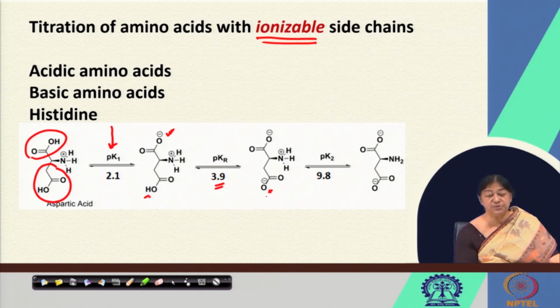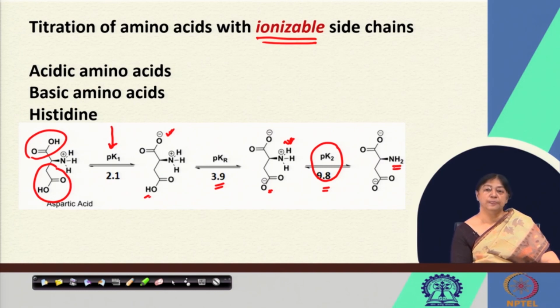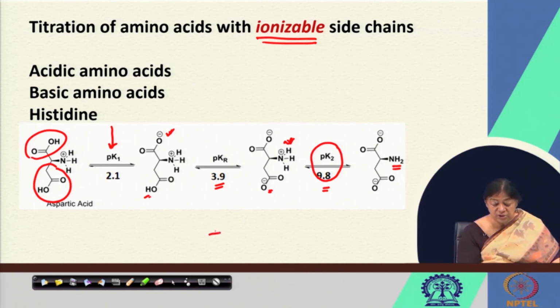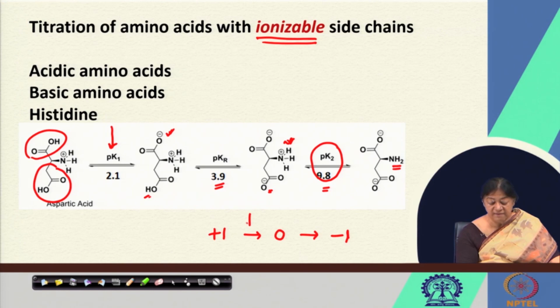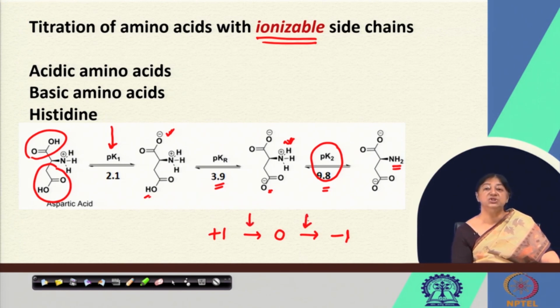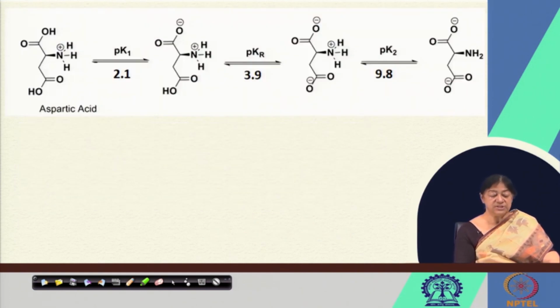Now we see we have lost this proton, and at the end, at the pK2 value, this corresponds to the NH3 plus going to NH2. So what does this mean? This means that I have to go from below neutral, from, say, a charge of +1 to 0 to -1, and the pKa values that are associated with these changes, the average of those is going to give me the pI of the particular amino acid. So this is the way we look at it.